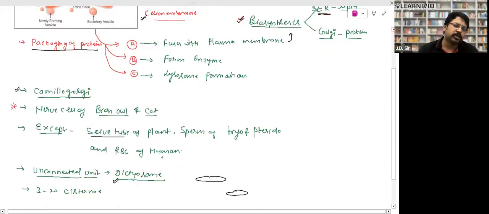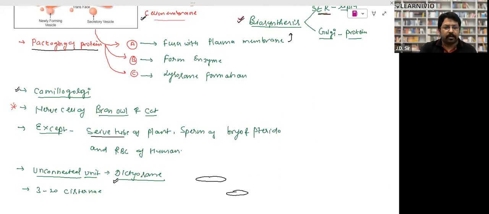The Golgi complex was discovered by Camillo Golgi and named after him. This is a very important question that I've been asked. The Golgi complex was discovered in the nerve cell of barn owl or cat. It is found everywhere except sieve tube of plant, sperm of bryophyte and pteridophyte, and RBC of human.